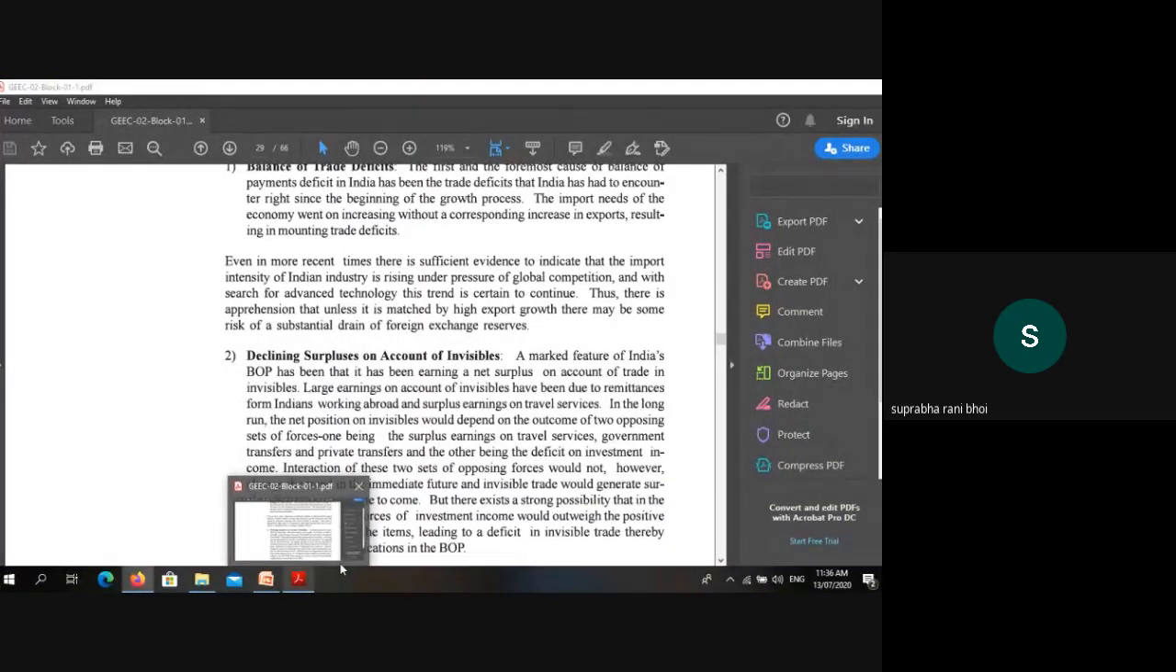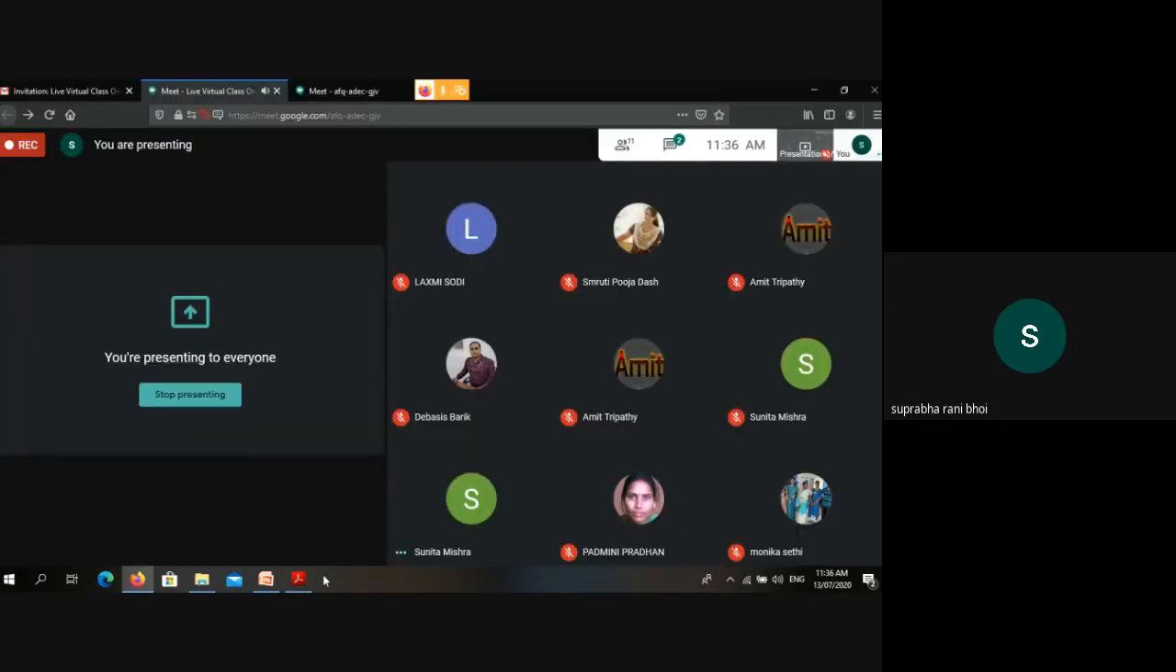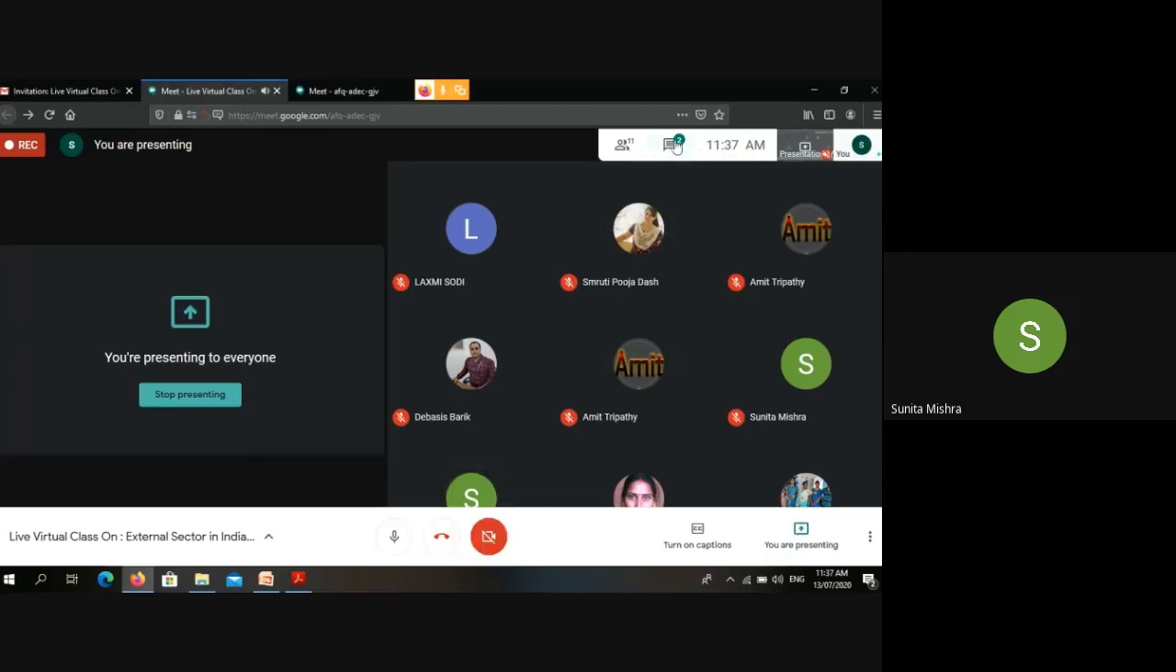If anyone has any doubt regarding foreign trade, then I can explain. Dear learners, if you have any doubt regarding this particular portion, then please ask your queries in the chat box so that ma'am can clear your doubts. Otherwise, she will proceed. Dear learners, if you have any doubt, then please ask.